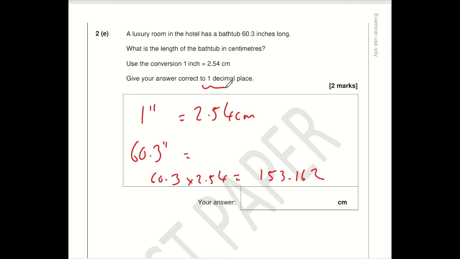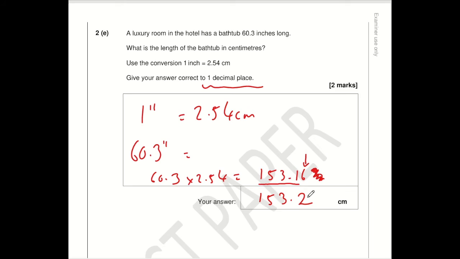153.162, but we want the answer to 1 decimal place, so that means we are interested in the value of the 2nd decimal place, the 3rd decimal place, and anything after that just ignore. If this is 5 or more, then the column to the left moves up by 1. Well, 6 is greater than 5, so the 1 will become a 2. So this is 153.2.